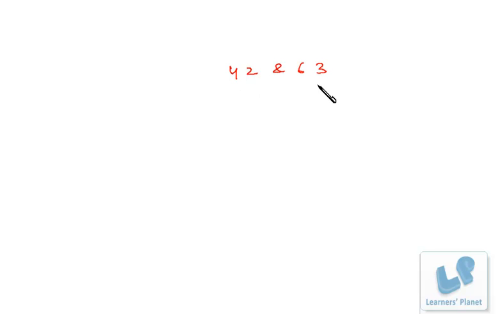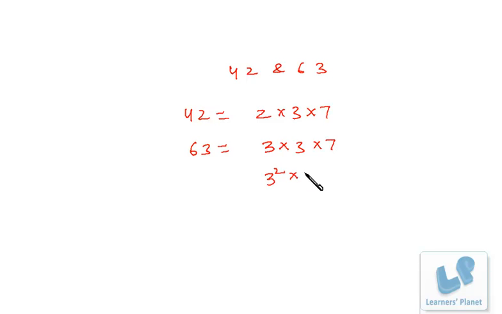Now first of all, we have to prime factorize the numbers. So 42 is equal to 2 into 3 into 7, since 6 sevens are 42. Then 63 is 9 into 7, so it is 3 into 3 into 7, or we can say 3 square into 7. Now we have this and we have this.